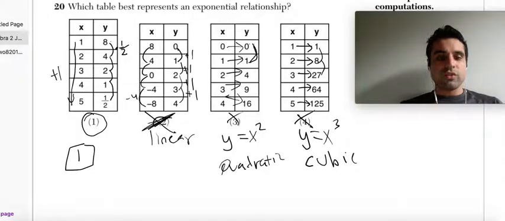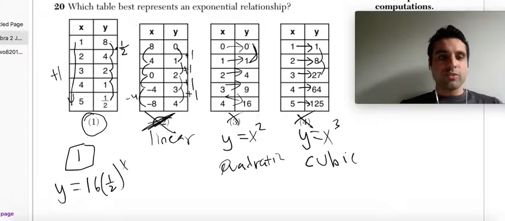The equation for this one will be y equals 16 times 1/2 to the x, because our y-intercept, if we started at 0, you'd multiply by 2 to go backwards, and half of 16 is how you get 8, and that's the y-intercept. 16 times 1/2 to the x.